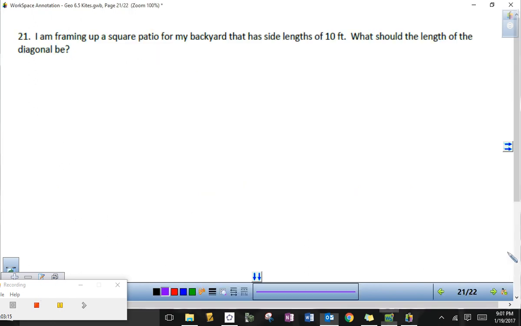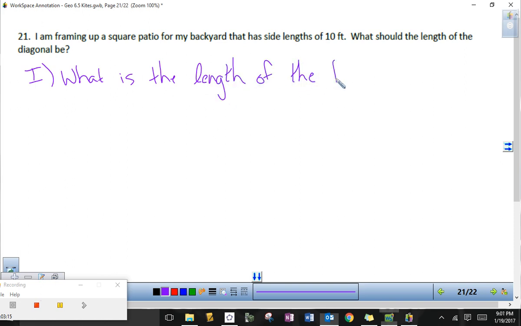Okay, we're going to do one more of those. I'm framing up a square patio for my backyard, and the side lengths are 10. Okay, well, if you remember, a square has all side lengths that are the same, so all the sides are 10. What we want to know is, what is the length of the diagonal going to be? Okay, so part I, what is the length of the diagonal?